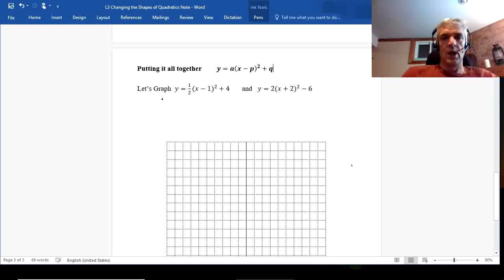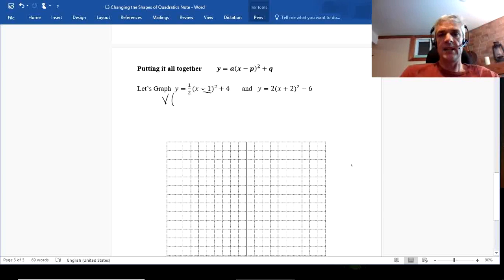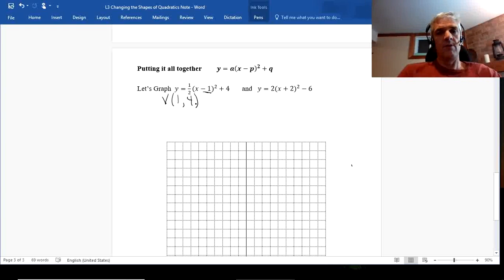So remember, to get our vertex, this gives me my x value right here, but I change the sign. Okay, so instead of -1, it becomes +1. My y value is just this value here, and I don't change the sign. Lots of students get this mixed up. Change here, don't change there. So my vertex is 1, 4.